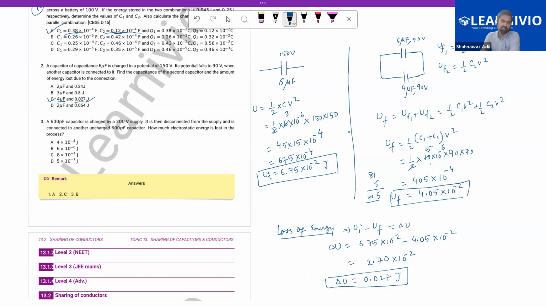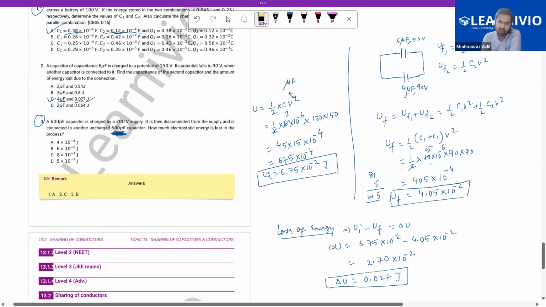Okay, so the last question I will leave it to you, right? This is connected to another uncharged one. So this is same, right? You have to find out a loss of energy. So same thing that we have to do, right? They have already given you the capacitance. Now this time you don't have to calculate the capacitance, right? So this question you try at your home. And if you have any problem, then we can discuss this.